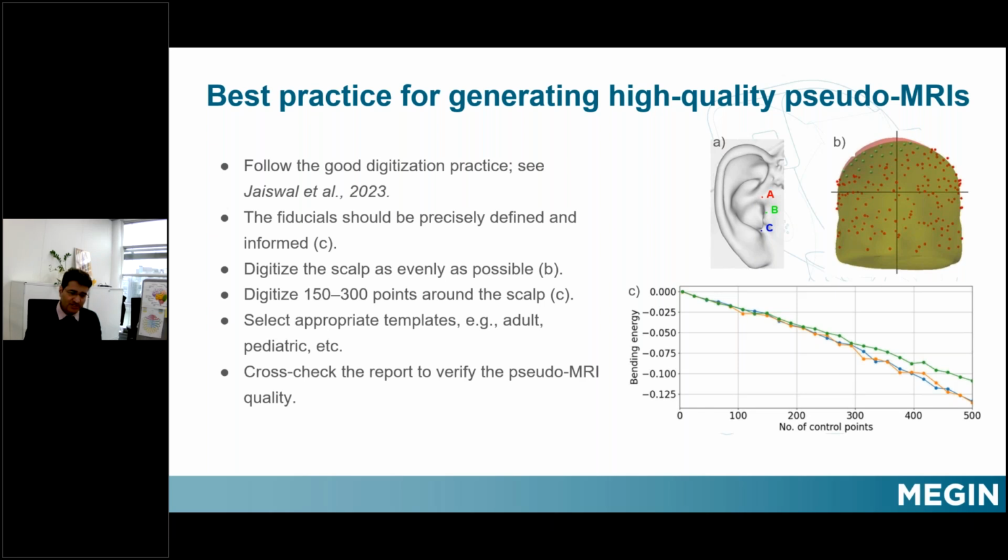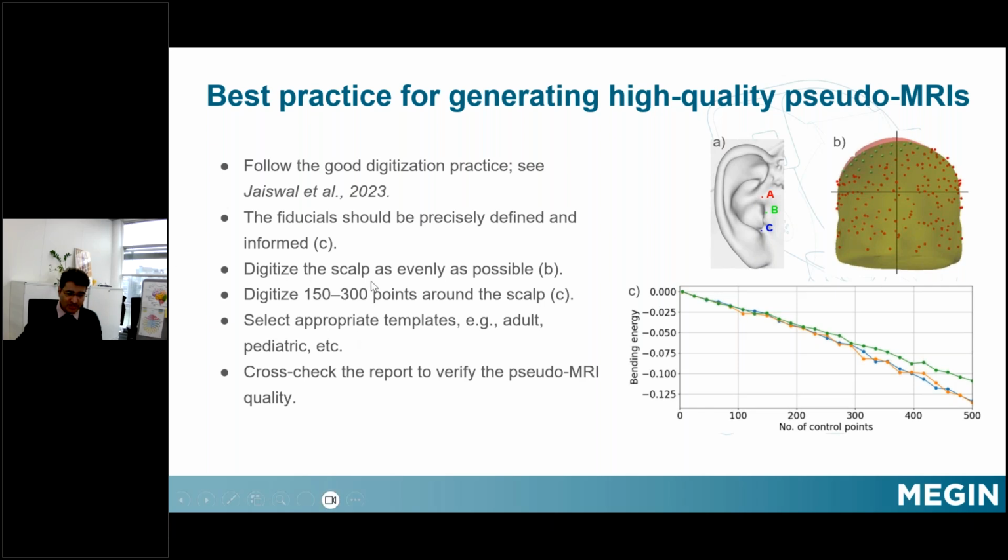First, follow the good digitization practice, the standard digitization practice we have earlier suggested in our early publication on digitization. So you can follow that. The fiducial points are very crucial for generating pseudo MRI. Here there is no actual head surface, so you cannot do the surface-based co-registration. So fiducial points are very crucial, and your co-registration and pseudo-MRI quality depend on that.